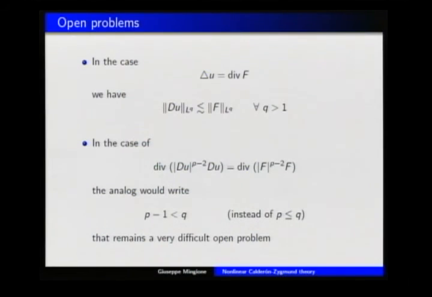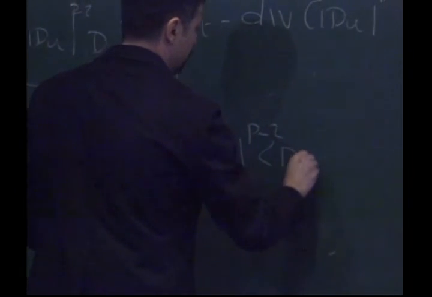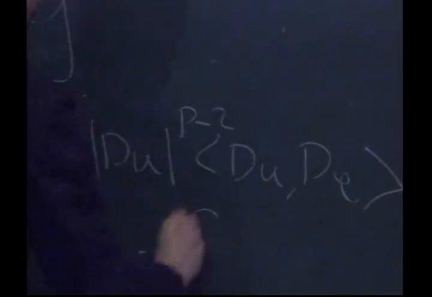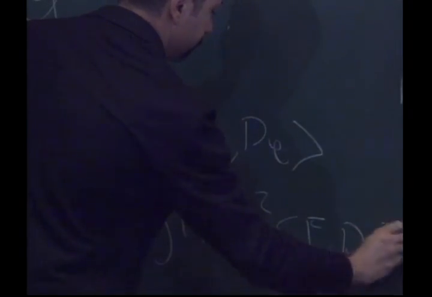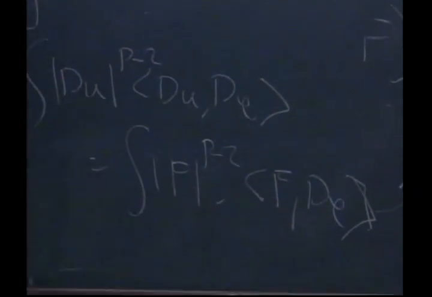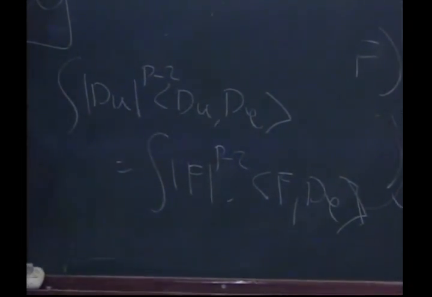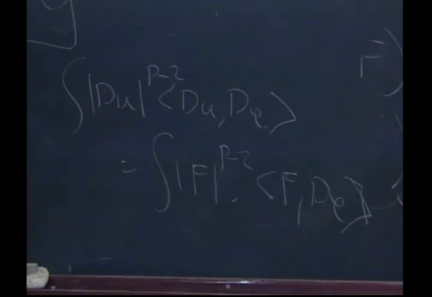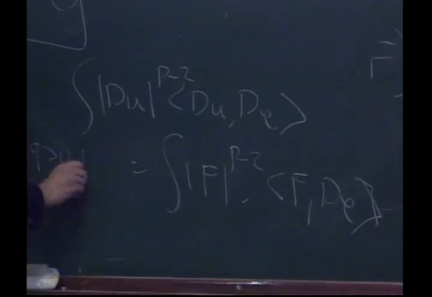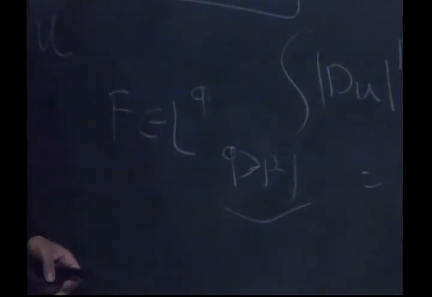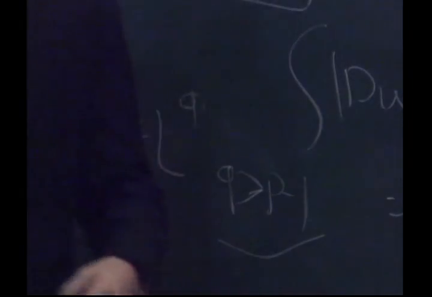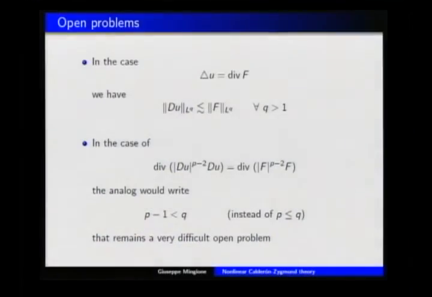The weak formulation of the equation is this one, |Du|^{p-2} Du · Dφ equals |F|^{p-2} F · Dφ. Dφ is now bounded, so you just have to prescribe that the right-hand side F belongs to L^q, and q is larger than p minus 1. Actually, to give everything meaning, you prescribe that q is larger or equal than p minus 1, but you already know in the linear case that when p is equal to 2, and therefore q is equal to 1, the result doesn't hold.